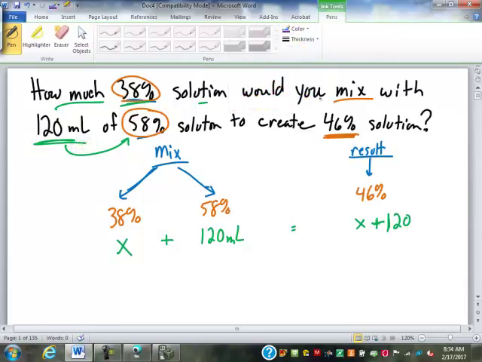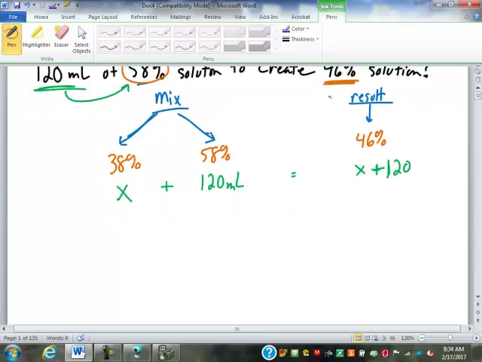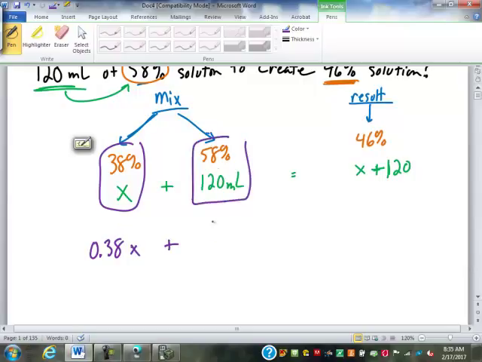So now the amount of active ingredient that we put into the solutions has to be the amount that we get out in our result. So the amount of active ingredient, remember, is the concentration times the amount. So for the first part that we're mixing in, the first solution, the 38% concentration becomes 0.38. We change it to a decimal, times X, plus, for the next solution, 58% becomes 0.58 as a decimal, times the volume of 120, equals, so when we add those 2 ingredients together, we have to get the total active amount in our result. That's going to be the 0.46, from the 46%, times X plus 120.